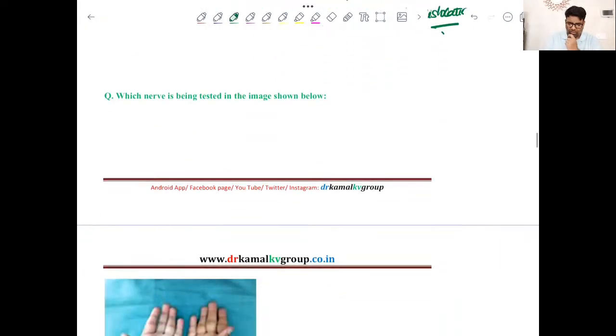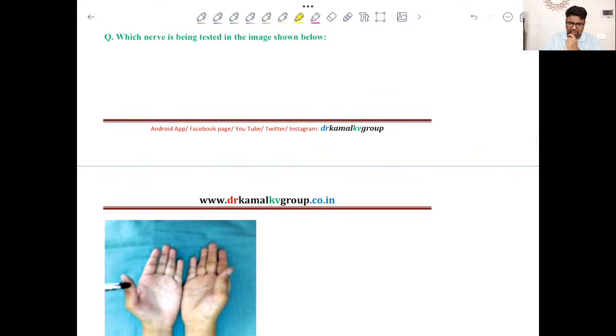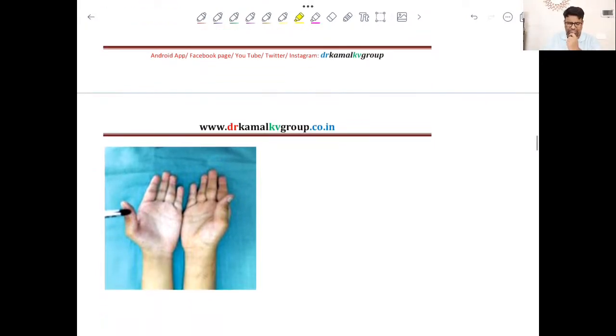Yes, perfect. Now, there was an image-based question, and it was like, which nerve is checked here? Just look at this image and answer me, what nerve is being checked here? I think it's pretty easy, because if you look at the pen, you can say this is a pen test. Yes, so this is the pen test, right? And the pen test is done to rule out injury or paralysis of the median nerve. Very good. Now, can anyone tell me which muscle is checked here?